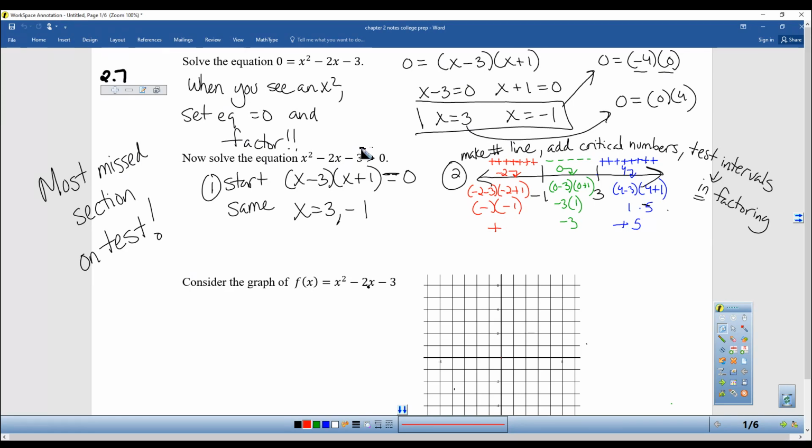So the question is, where is this function, which we rewrote like this, where is this function greater than 0?